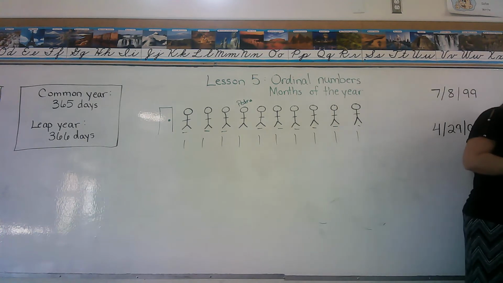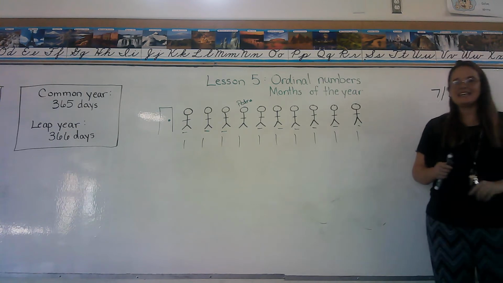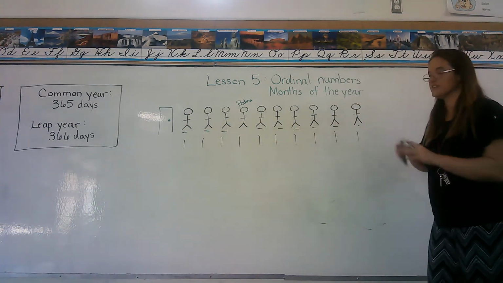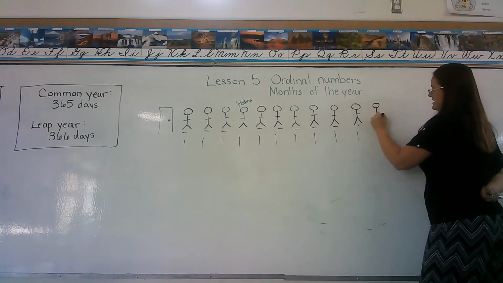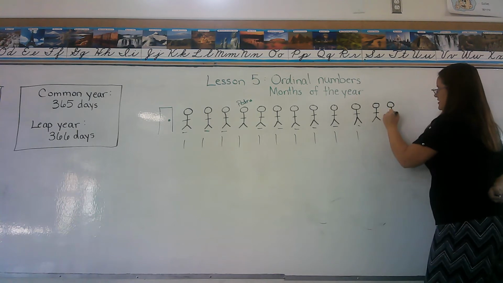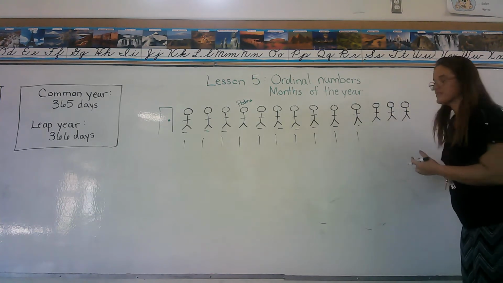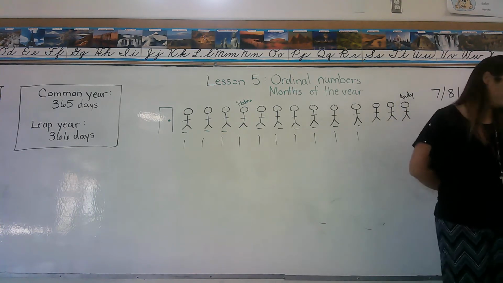Okay? Our next type of question says Andy is 13th in line. So I only have 10 kids here, so let me add a couple more. That's my 10th. So this would be 11, 12, 13th, and Andy is 13th, so we'll label this guy as Andy. Okay?